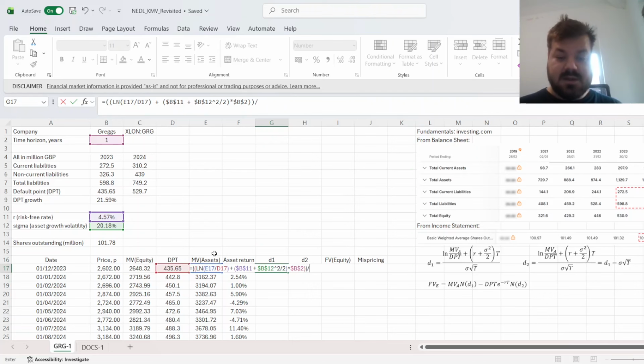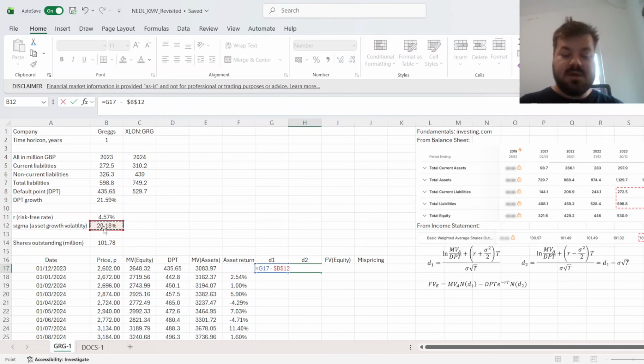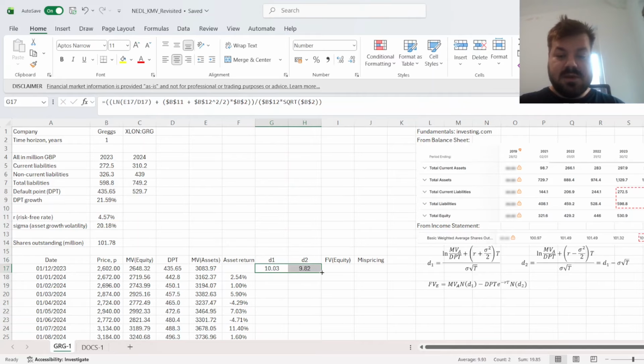That's our numerator done, and we can do the denominator, which is sigma locked times the square root of the time horizon locked. D2 is essentially D1 minus volatility locked times the square root of time horizon locked. And we can enforce those across the board.